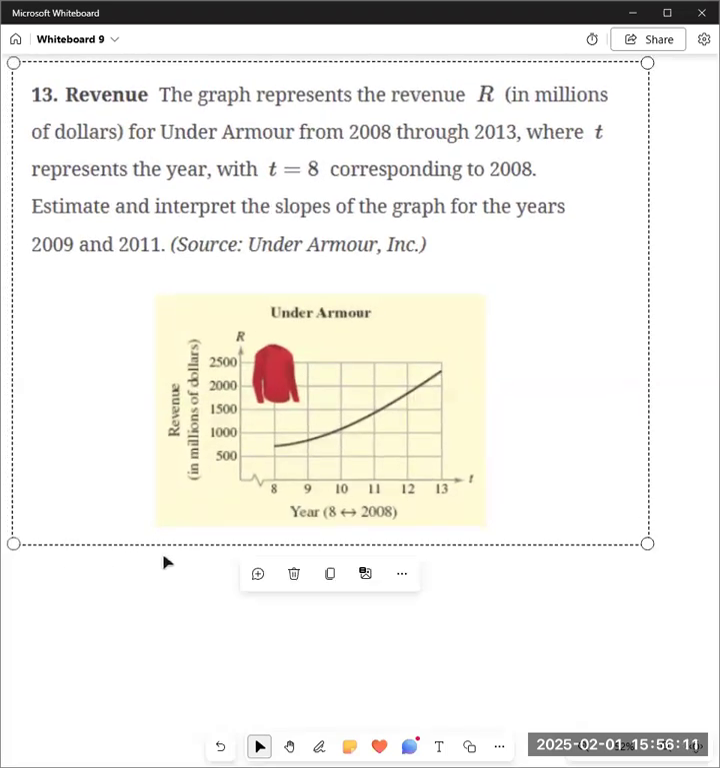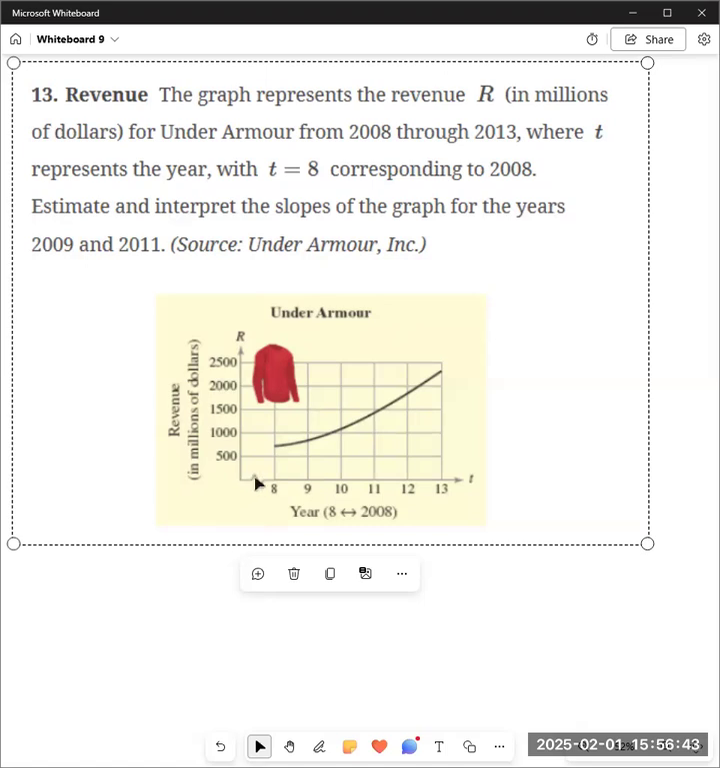So the graph represents the revenue in millions of dollars, don't miss that, for Under Armour shirts here that they've pictured from the year 2008, which corresponds to T = 8, through 2013, which corresponds to T = 13. T represents the year with T = 8 corresponding to 2008. So T = 0 corresponds to the year 2000 is what that tells me.